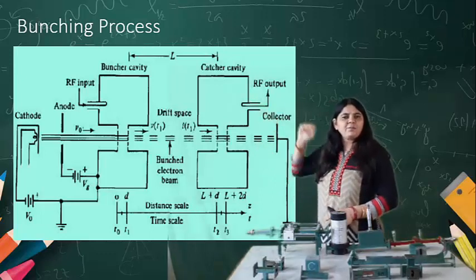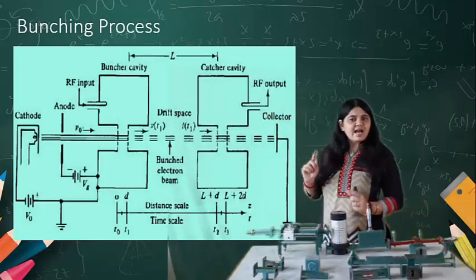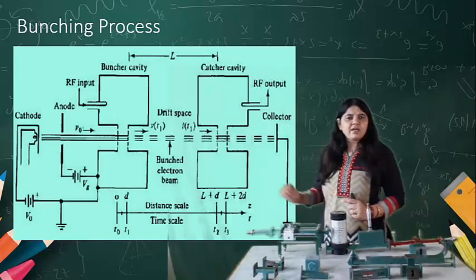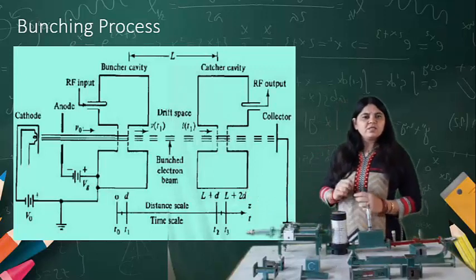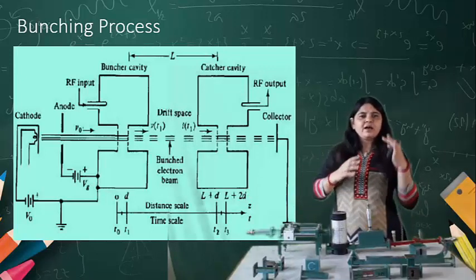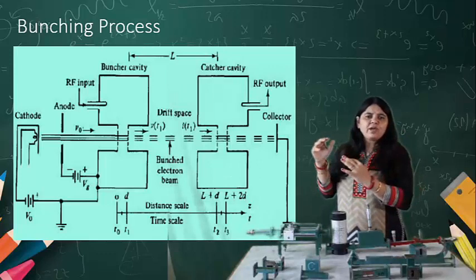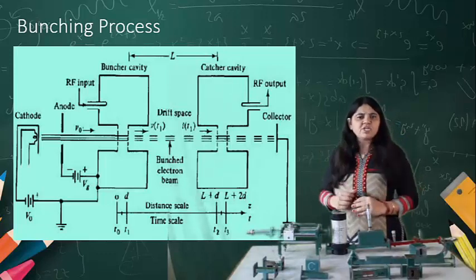Now here the RF input is applied, and over here the V0 voltage is applied. So now what happened? The RF input will be given to the buncher cavity.